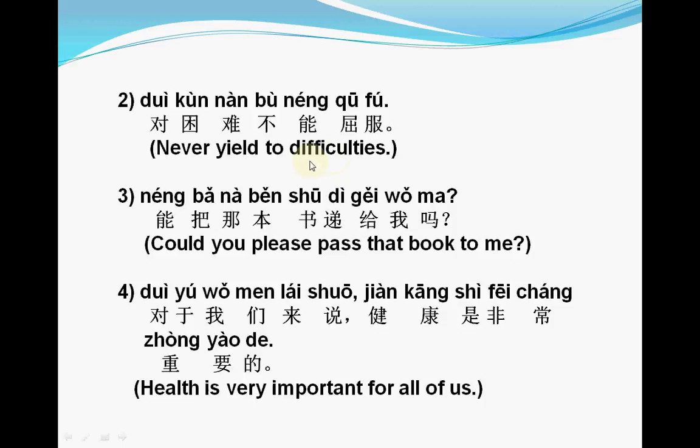能把那本书递给我吗? 给, to. 能, could you. 把, this is a 把 sentence. 那, that. 那本, this is a measure word for the book. 书, book. 递给, pass to. 给 means to. 我, me. 吗 is a question word to make this sentence a question.